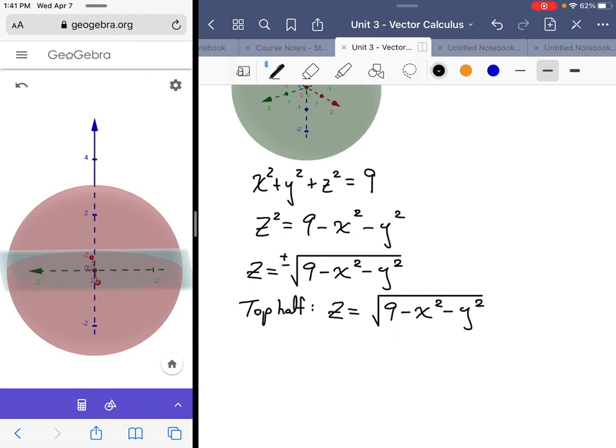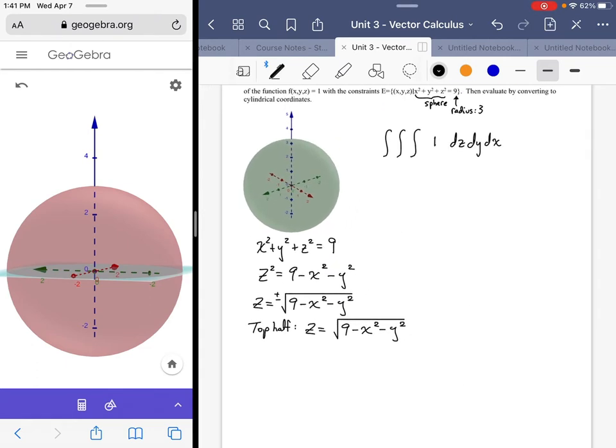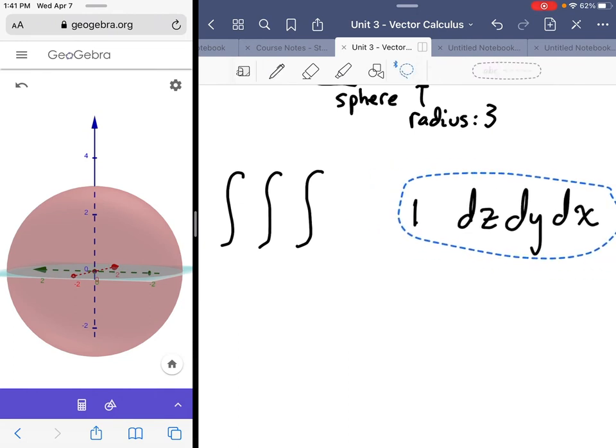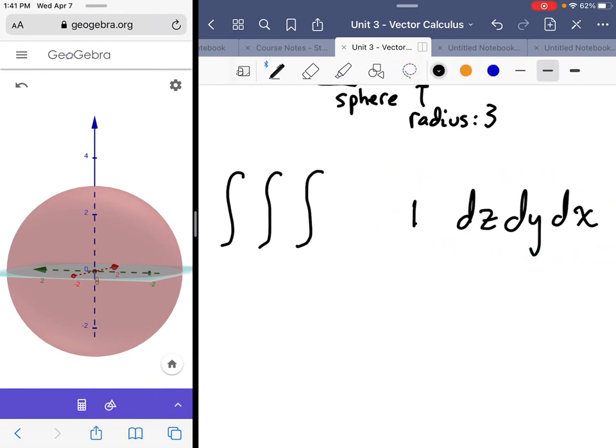All right, so what we would be getting here is the volume bounded between 0, that horizontal plane z equals 0, and the top half of the surface. So that would be my first set of bounds. Let me move this over because we're going to need a little bit of room for this: 9 minus x squared minus y squared.